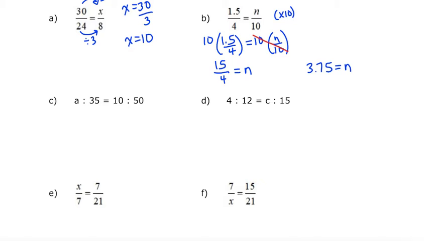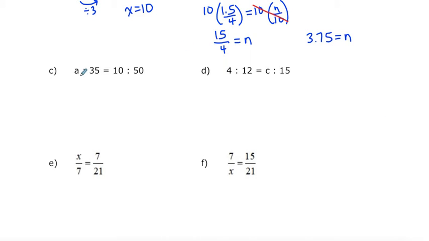They might be expressed using colons. So what we could do is just rewrite this as fractions and then solve it that way. So we have a over 35 is equal to 10 over 50. So all I'm doing is taking this version of my ratios and expressing them as the fraction version. And then from there, I'm going to isolate for my a, or solve what my a is going to be.